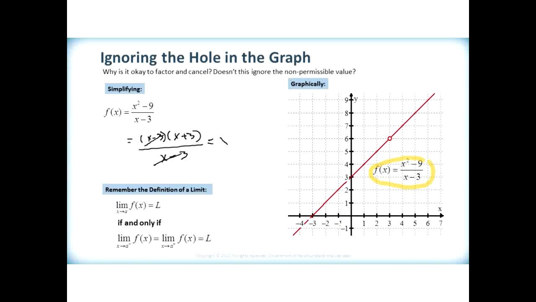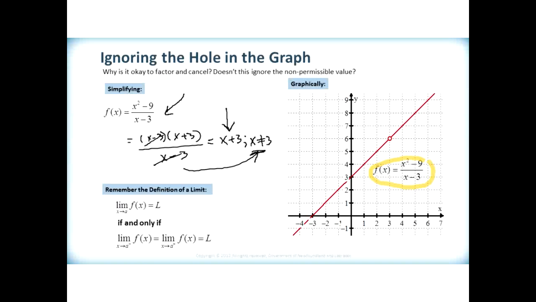We say that the function is actually equal to x plus 3 as long as x is not allowed to be 3. And it's this non-permissible value that we have right there that created that hole in the graph. So really, we can evaluate the limit for x plus 3 instead of for what we had in the beginning, as long as in the process of evaluating that limit, we never let x actually equal 3.